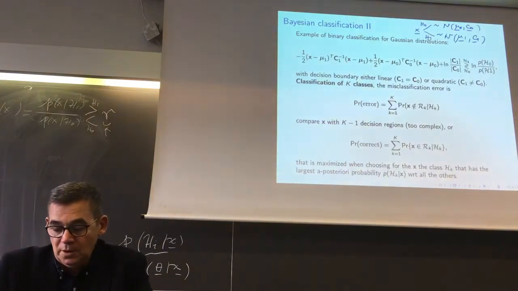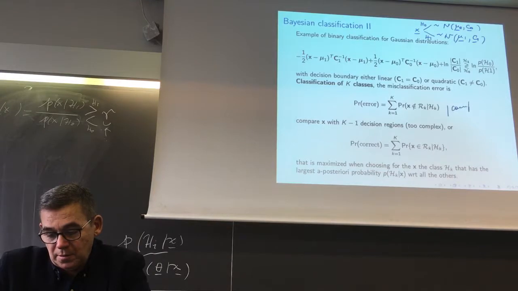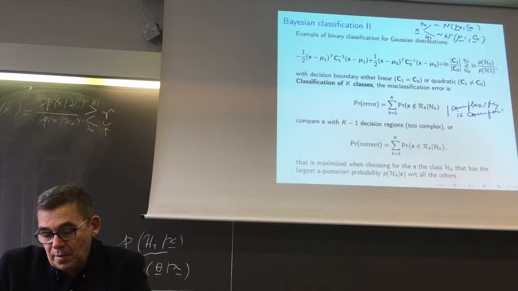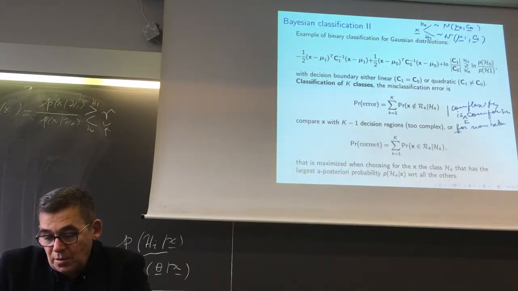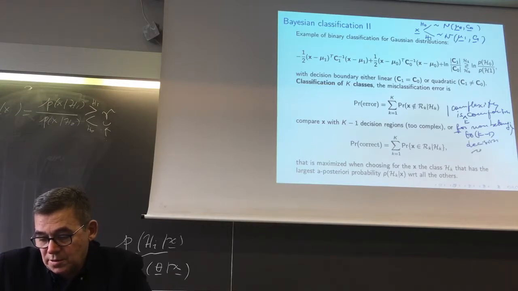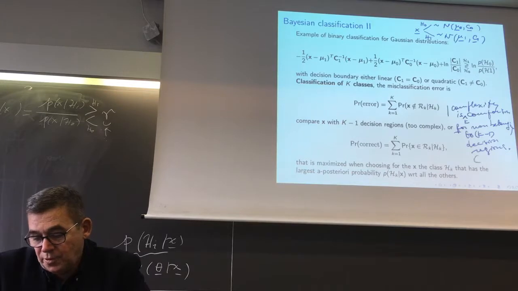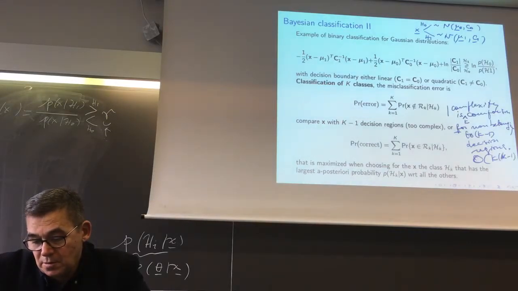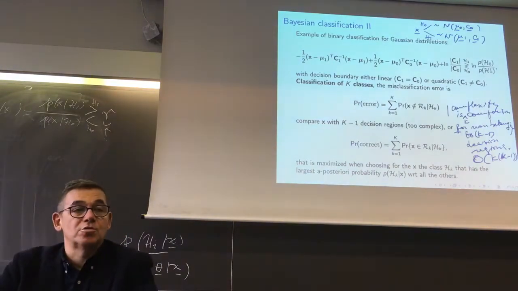Okay? The complexity is k comparisons for non-belonging to k minus 1 decision regions, which has a complexity of the order of k squared. Actually, it is k times k minus 1. Okay, so the complexity is too much.